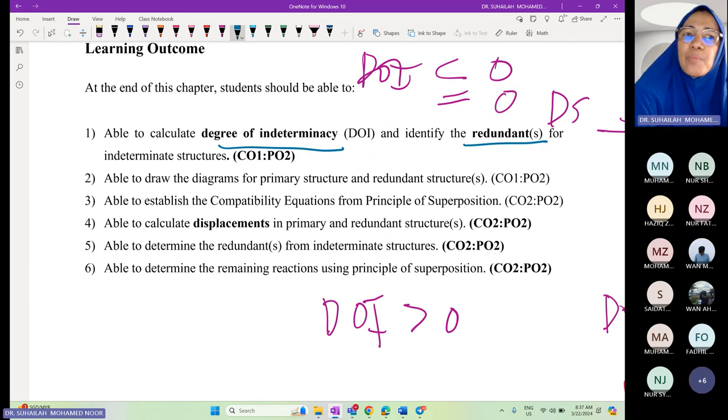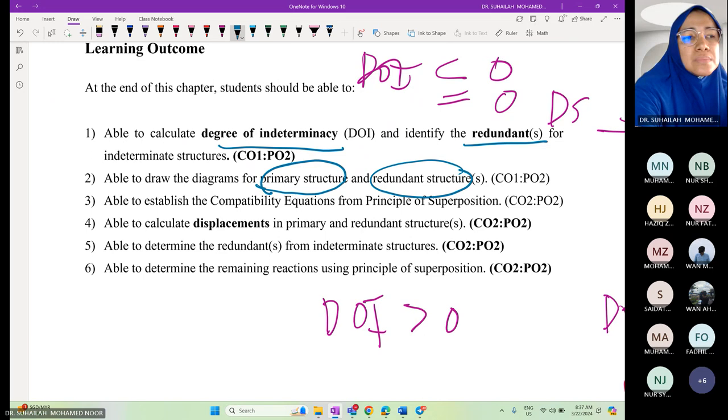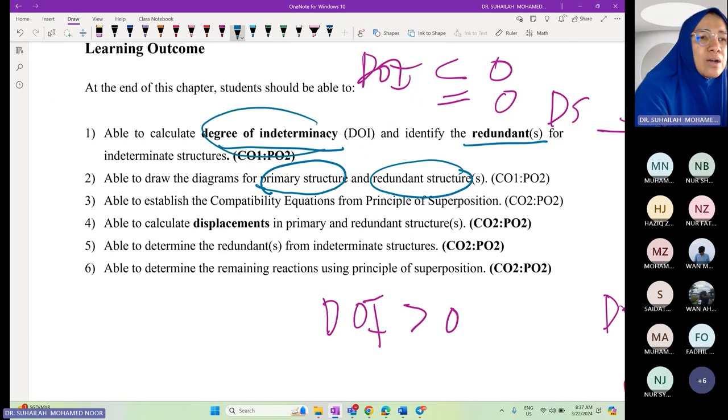Okay, after redundant, we have to know the next keyword. Saya lupa highlight kat sini. The next keyword is primary structure, redundant structure. The next keyword. Okay, the first keyword, degree of indeterminacy. From degree of indeterminacy, we identify the number of redundants in the structure.